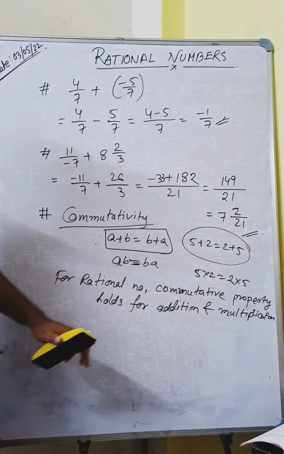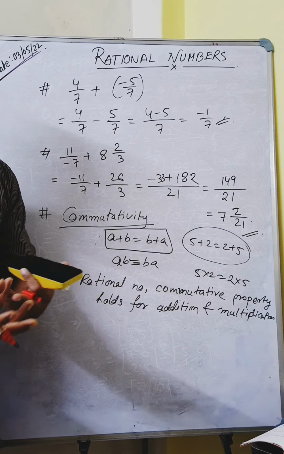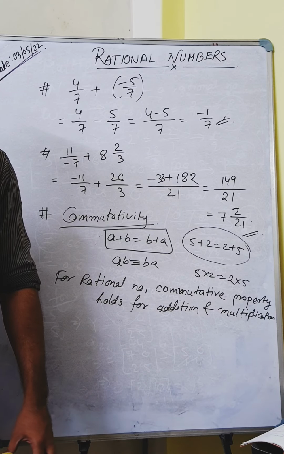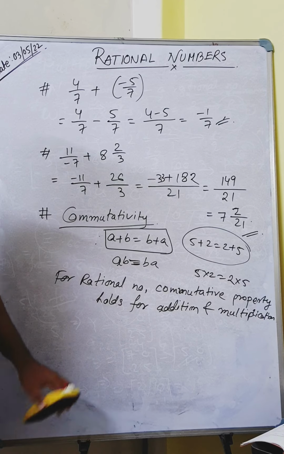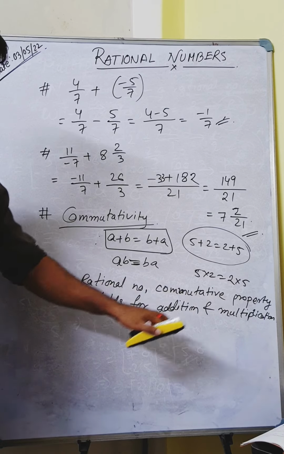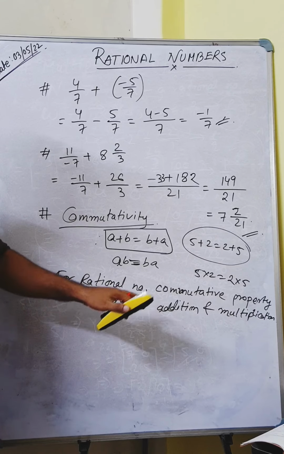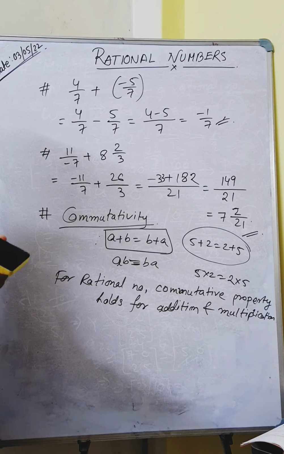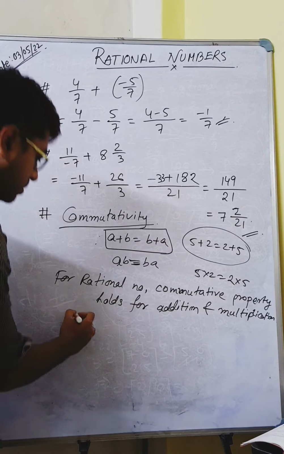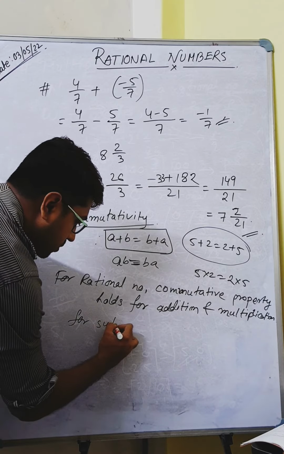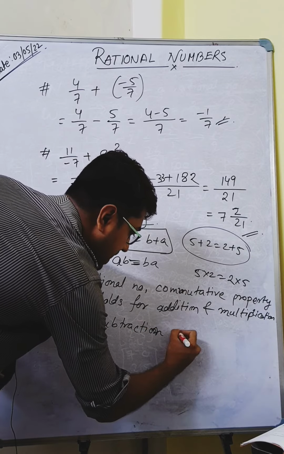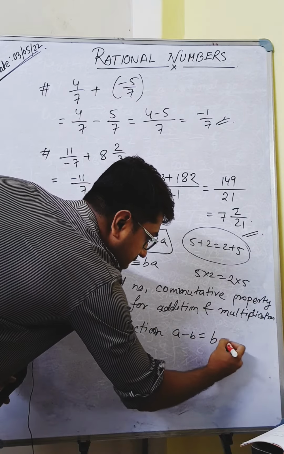As well as addition যখন হচ্ছে, if the property holds for addition, then as well as it will hold for subtraction. Yes or no? For rational number commutative property holds for addition and subtraction. Is it hold for subtraction? No. For subtraction? No. Why no? সাবট্রাকশনে ডিফারেন্ট আসবে। For subtraction a minus b equal to b minus a, এটা কি বলতে পারি আমরা?